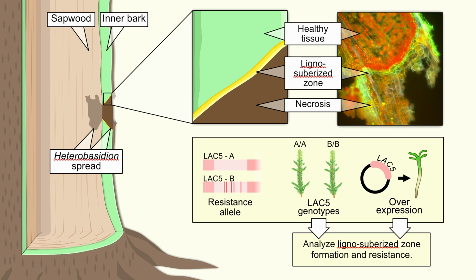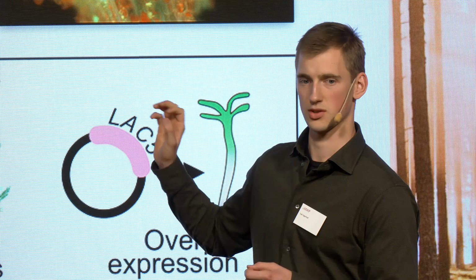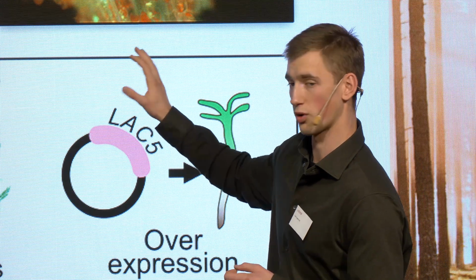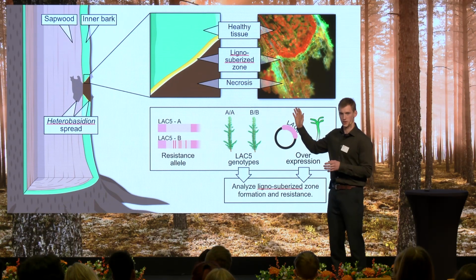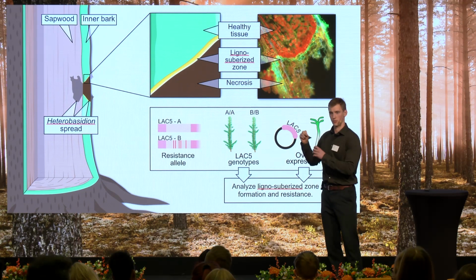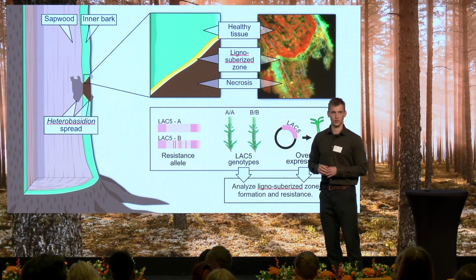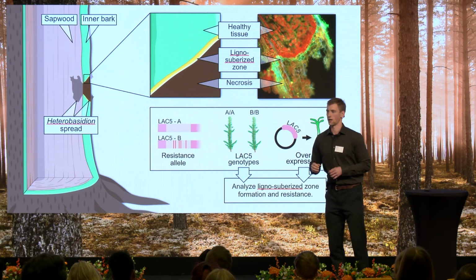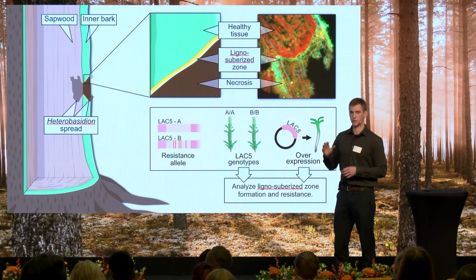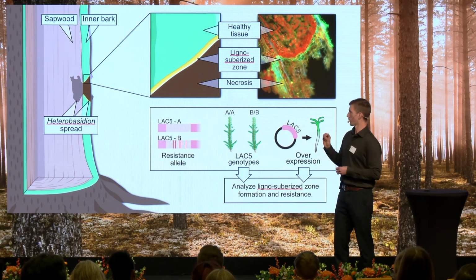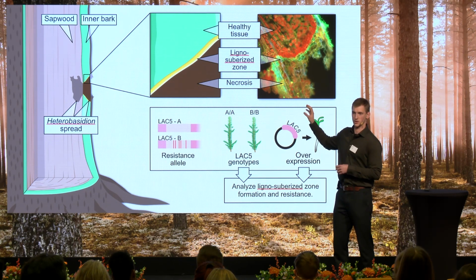Meanwhile, at the edge of the necrosis, a barrier will start forming. And this barrier we call the ligno-suberized zone. And the tree must form this barrier before the pathogen reaches it, otherwise the pathogen will break through and continue spreading throughout the tree. And in my research, I'm studying a few spruce genes that we hypothesize are involved in ligno-suberized zone formation and in resistance.